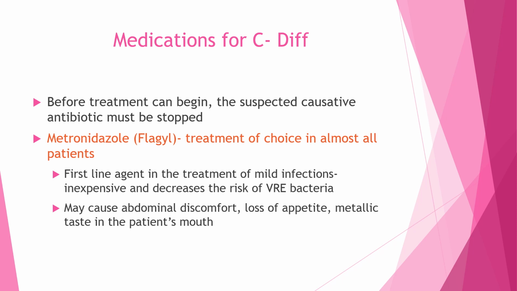Flagyl, ladies and gentlemen, listen up. Flagyl is the treatment of choice in almost all patients with C. diff. It is the first line agent in the treatment of mild infections. It is inexpensive and it will decrease the risk of VRE bacteria. However, it may cause abdominal discomfort, a little cramping. It may cause loss of appetite. They may develop a metallic taste in their mouth.